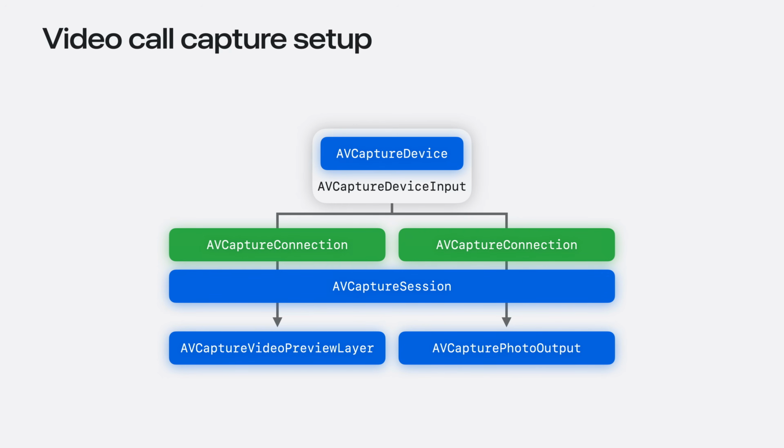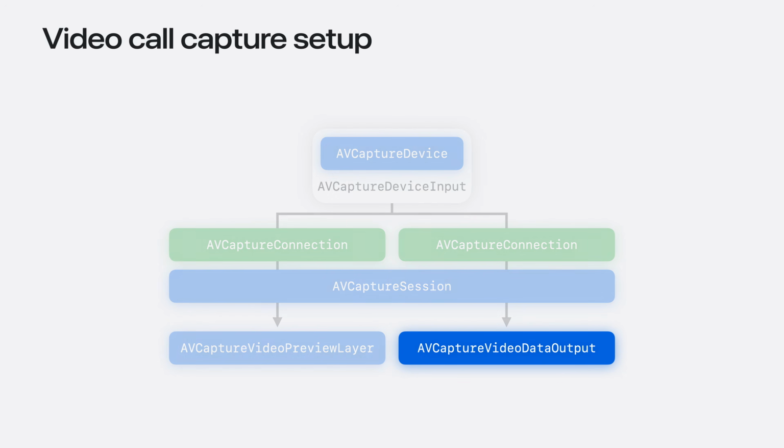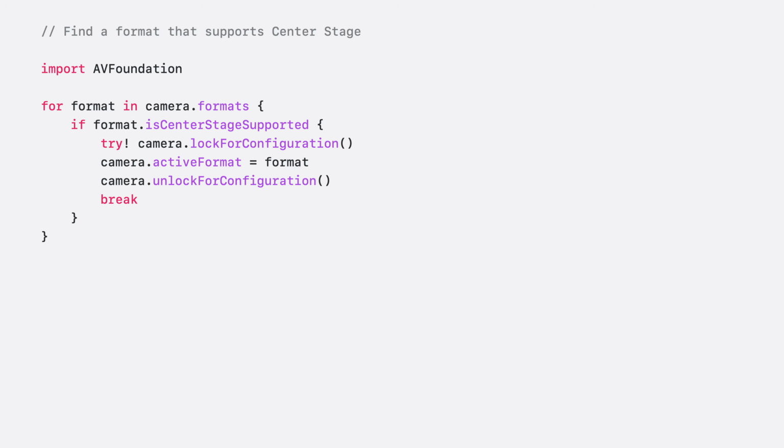Here's the photo capture setup again. For video calls, the output is different. Video conferencing apps typically use a video data output to receive video buffers as a stream. Display, encoding, and transmission are all handled at the app layer. With this setup in mind, here's how to enable Center Stage.